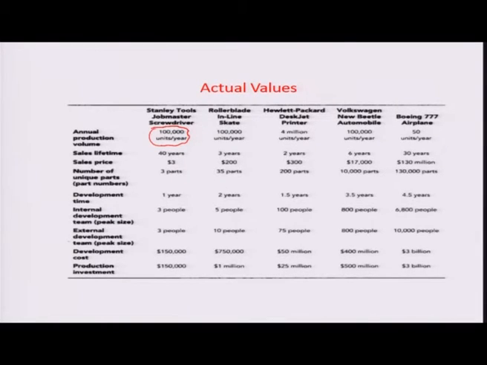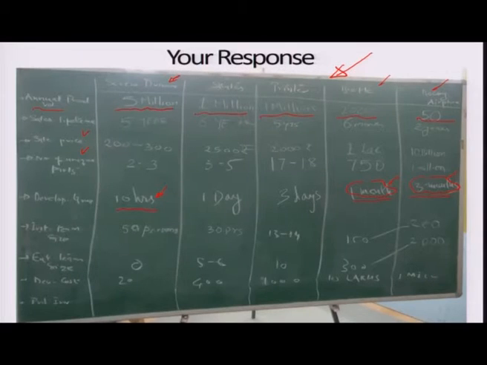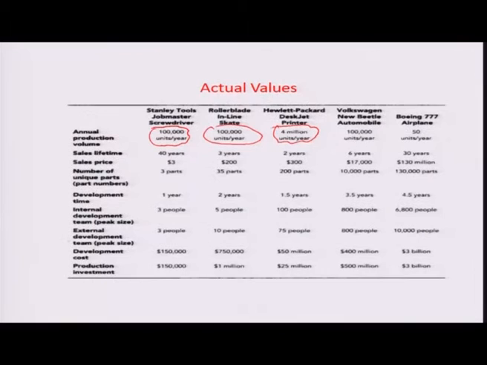Similarly, the roller blade is again 100,000, the Hewlett Packard DeskJet is actually 4 million units, it is pretty close to what people approximated here. They said 1 million, it is about 4 times the size, and the Volkswagen New Beetle automobile is about 100,000, and of course, the Boeing airplane is quite accurately mapped to 50 units per year.